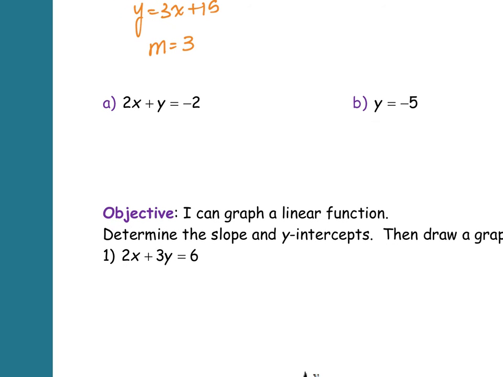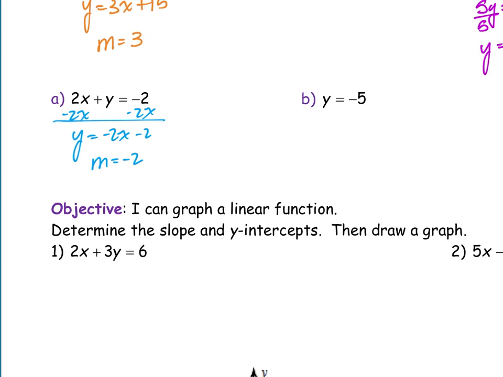So let's talk about this so we don't actually have to guess. We can know. How's that? Okay, so for number 2, I'm going to subtract 2x, and y equals negative 2x minus 2. So my slope equals negative 2.